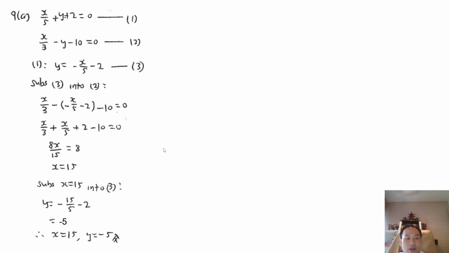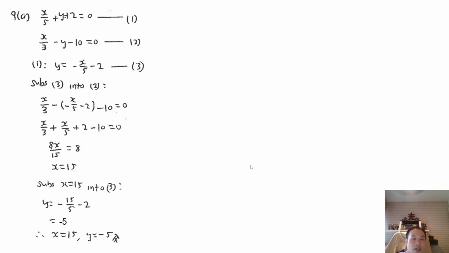Okay, now, once we have x, let's not forget to find our y. So continuing, substituting x equals 15 into equation 3. Again, we choose equation 3 because y is already the subject, right? So y equals negative 15 over 5 minus 2, which gives us y equals negative 5. Finally, write the final statement. Okay, it's a good habit to always do that. Therefore, x equals 15, y equals negative 5. And that is question 9a for you.